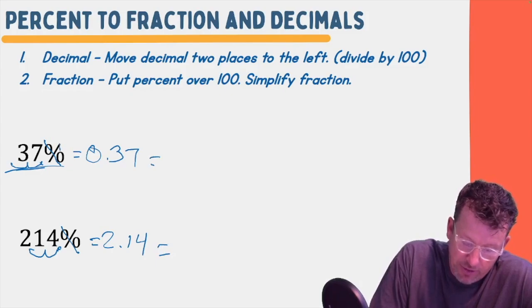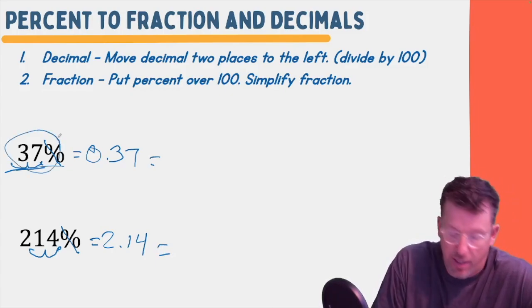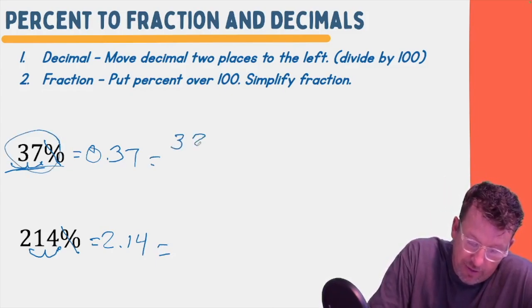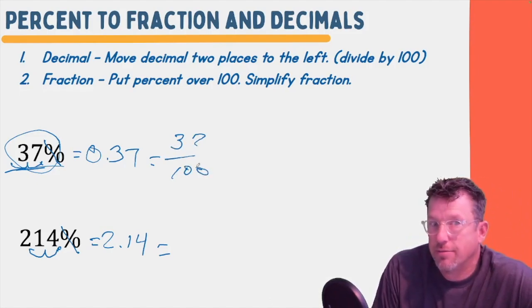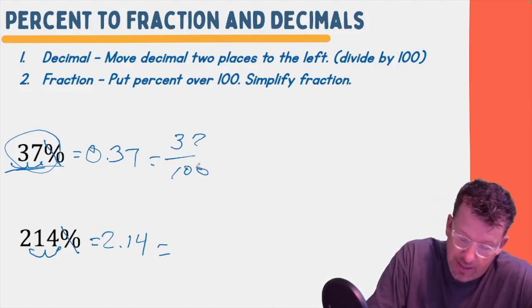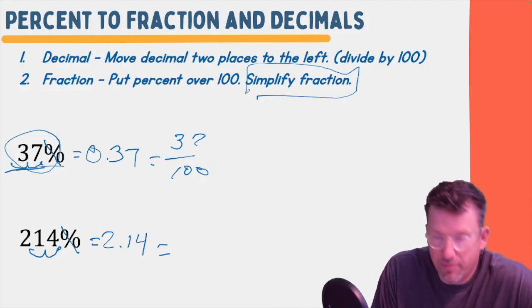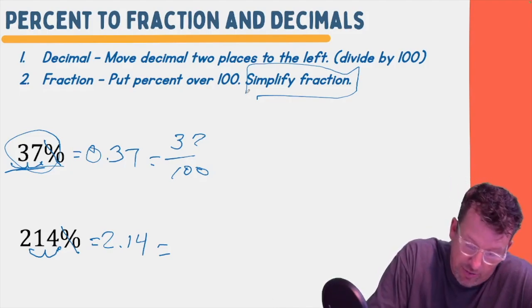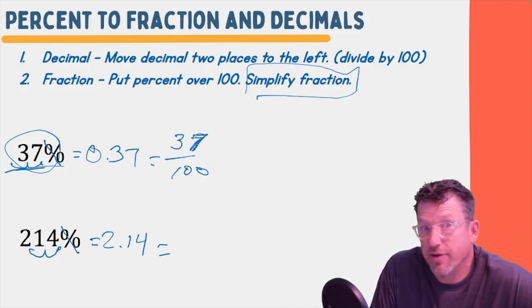Go back to your original number. It was 37%, okay? Take that number, 37, and just put it over 100. And then simplify if you can. So that's the simplify part. Is there something that will go into 37 and 100? No, 37 is one of those numbers that doesn't simplify, all right?